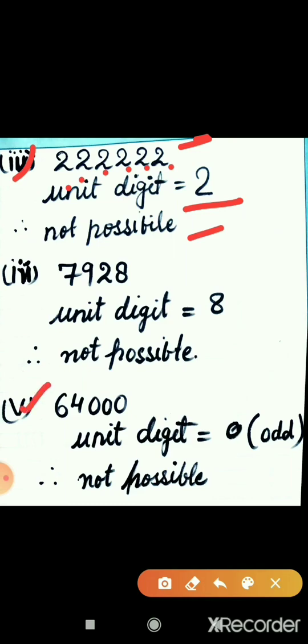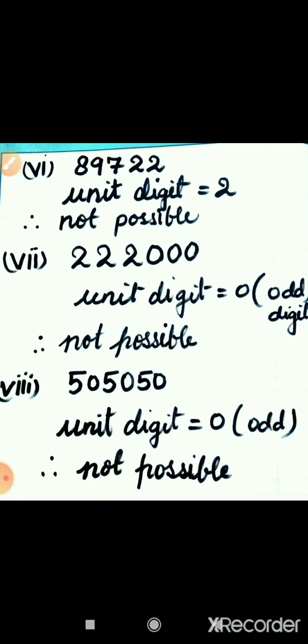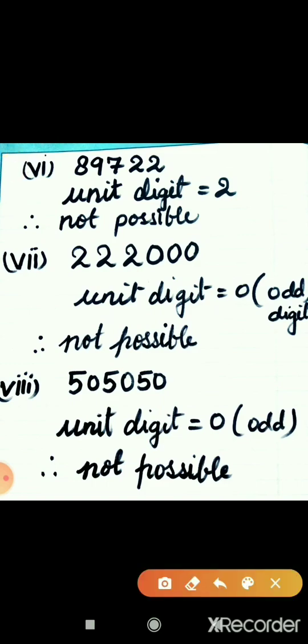5th part. 64000. Unit digit of this number is 0. And in the odd numbers. Yes, that's why not possible. 6th part. 89722. Unit digit of this number is 2. That's why not possible.